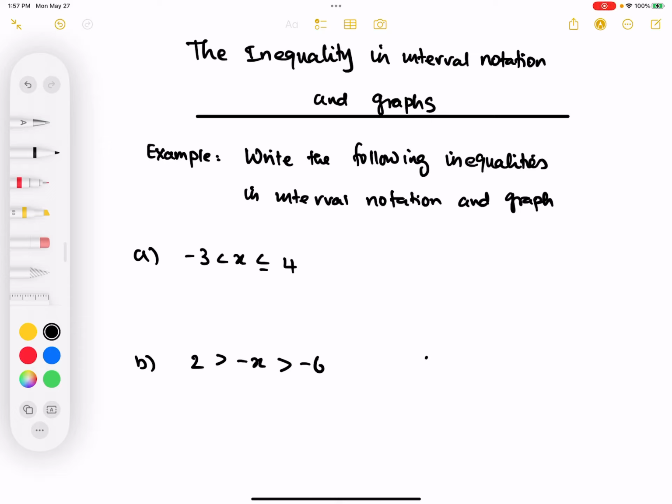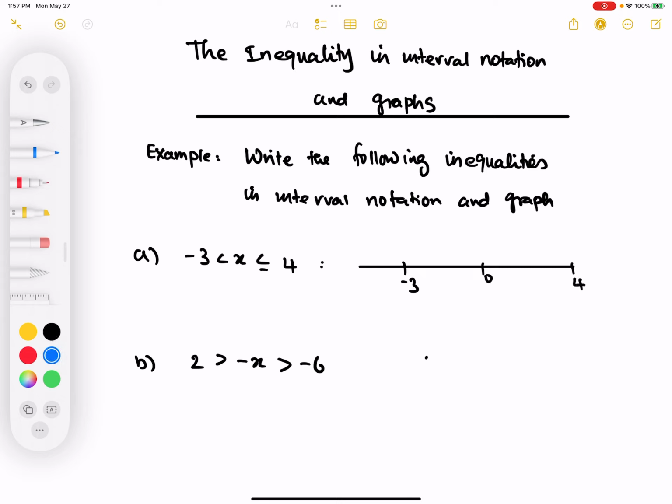All right, in this video, we are going to discuss inequality in interval notations and graphs. How do we represent inequality in terms of graphs as well as in terms of interval notation? For example, this one, in terms of graph, draw the graph. So -3, remember 0 is here, 4 is here.